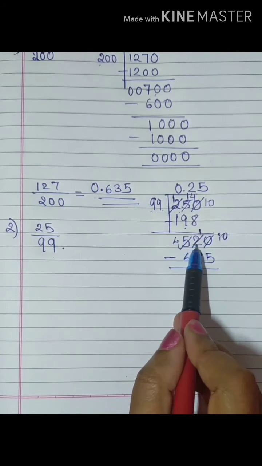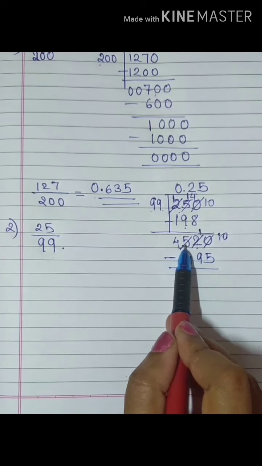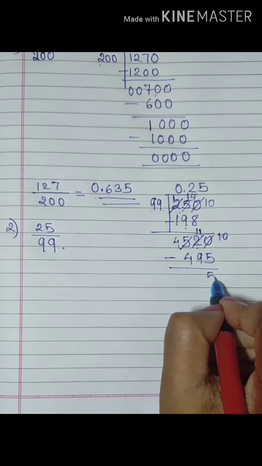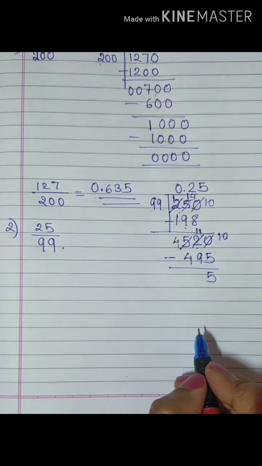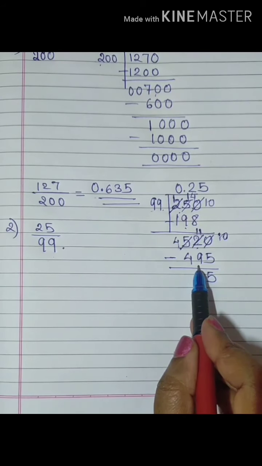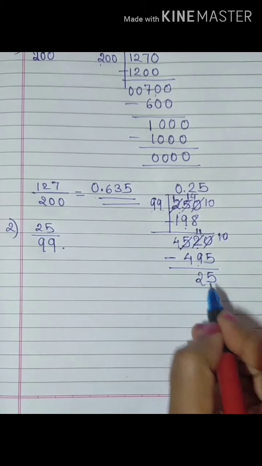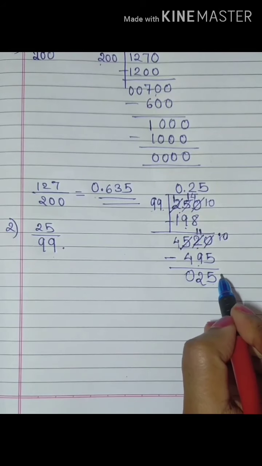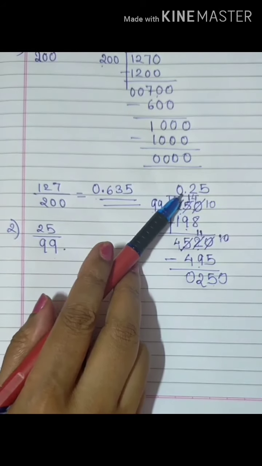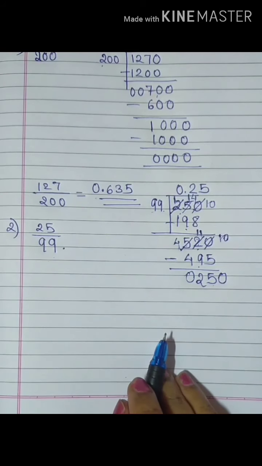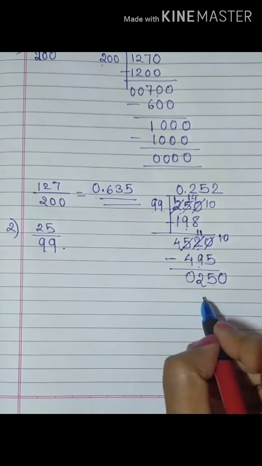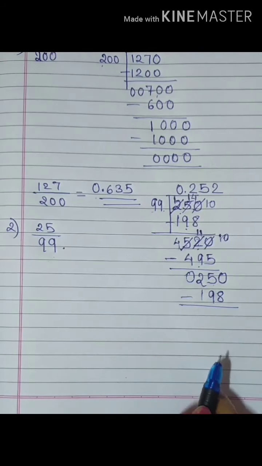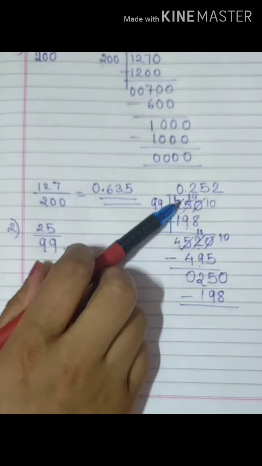To take this number, he borrows from 5, so it will become 11. So 10 minus 5 is 5. 11 minus 9 is 2. Again here 0, and again we will take 0. As we have taken the decimal point, we are taking 0 again here. Now 2s, that is 198. Here the same number comes here, 250.